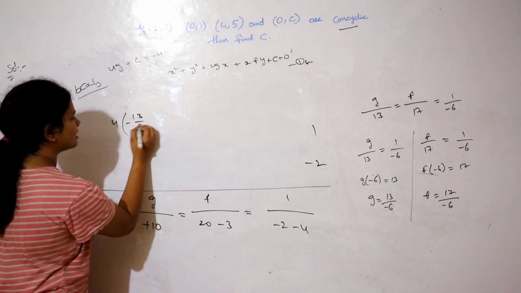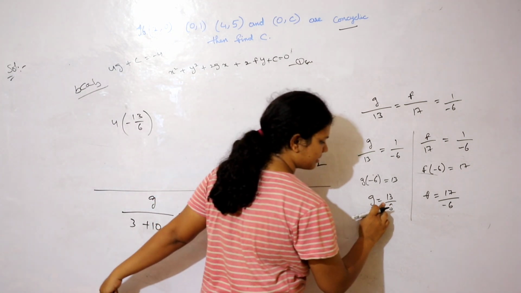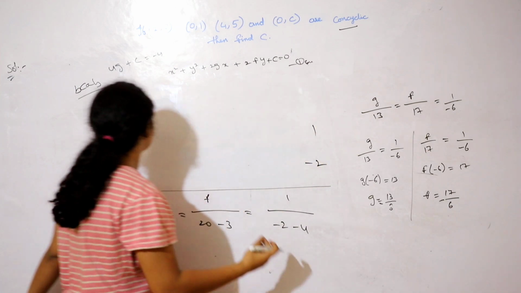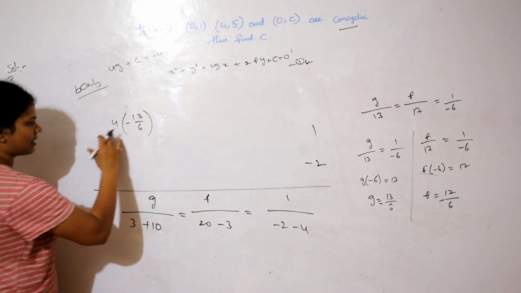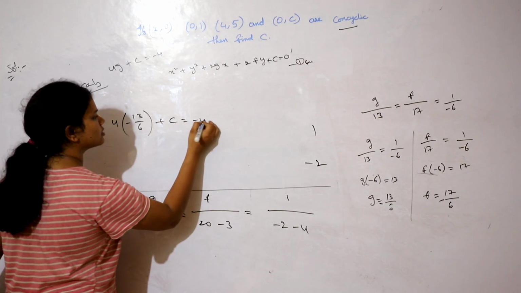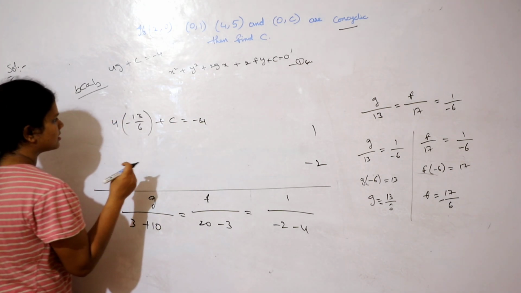So which is nothing but minus 13 by 6, okay? So these values are nothing but minus 13 by 6 and minus 17 by 6, alright? So here I'm going to multiply 4 into minus 13 by 6 plus c equals minus 4. So what is this value? Go with this, guys.